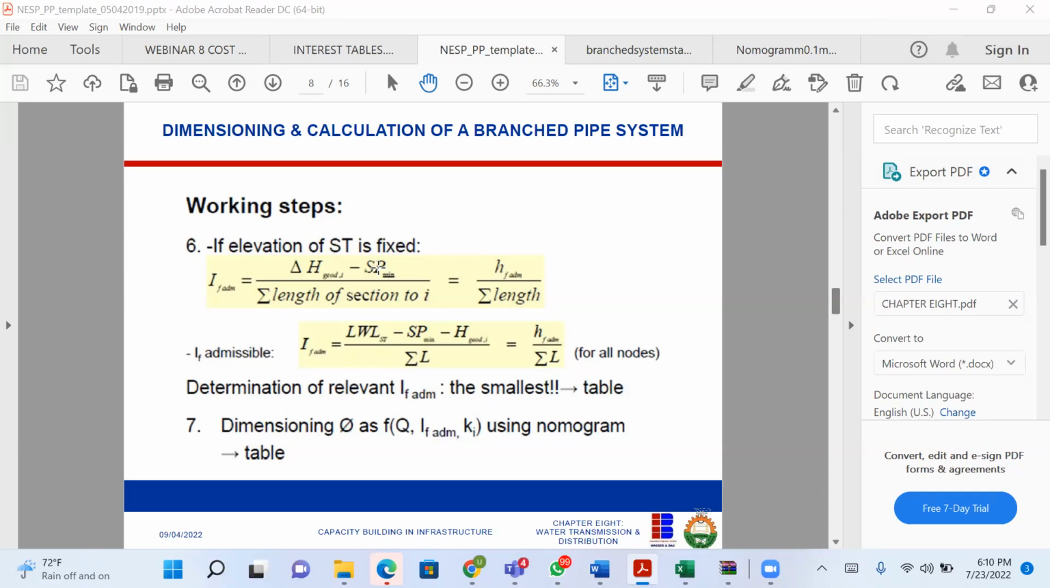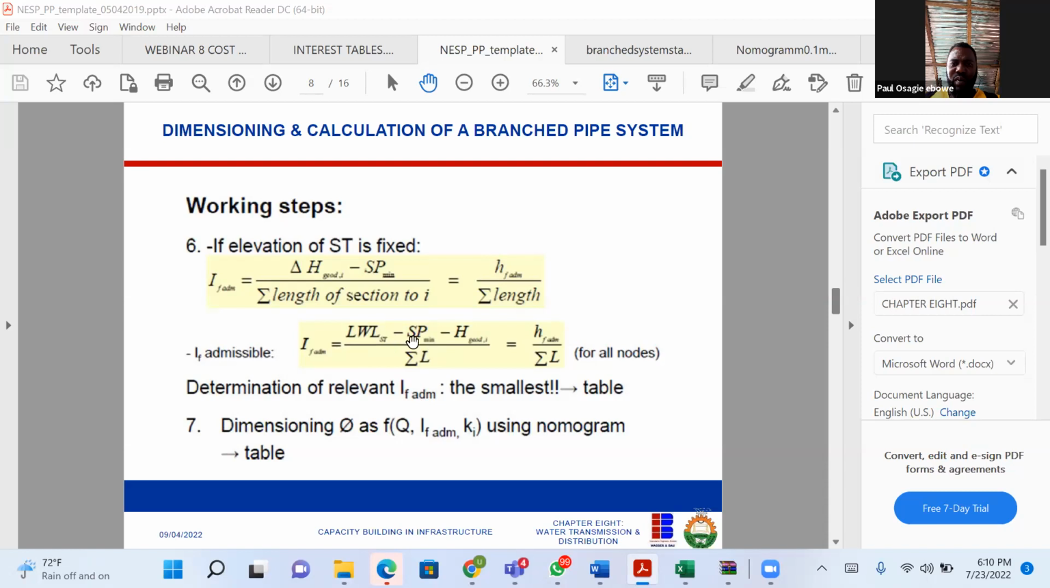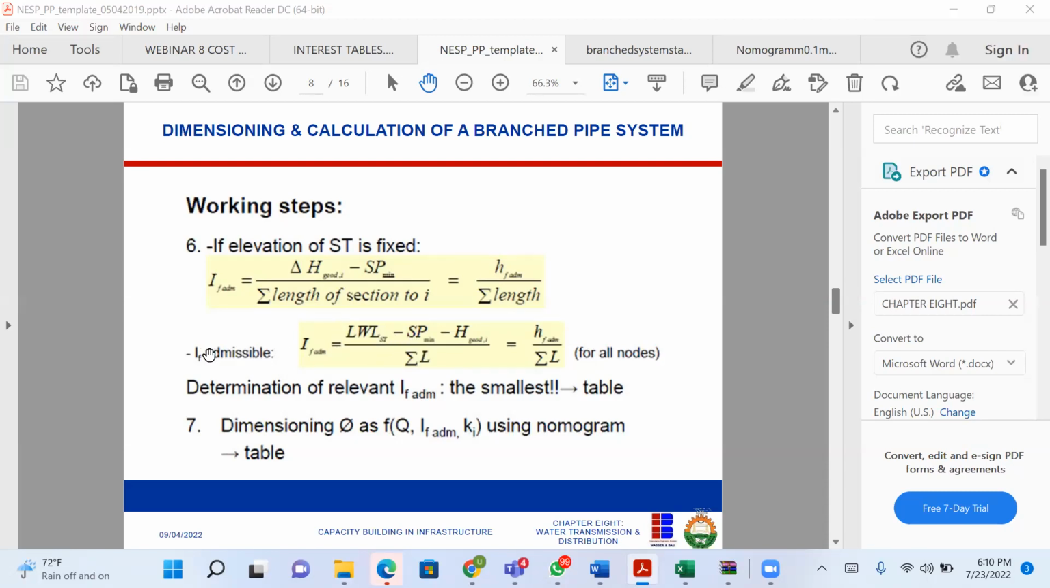But you cannot be fixing 2 bars when you don't have 2 bars as an advantage in your network. This is where you have choices, where to site your elevated tank. So the second thing you see here is the admissible I. With admissible I, it simply means instead of saying the highest water level, you should use the lower water level. The lower water level in the tank minus the service pressure minus the hydrodynamic height. So this is like an added advantage.